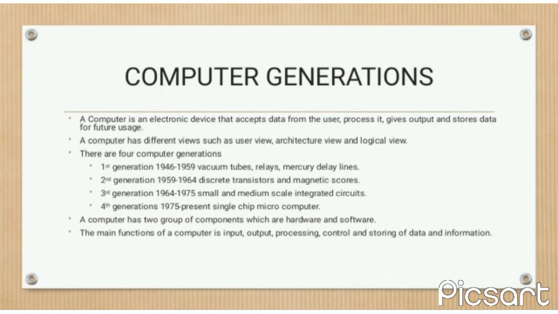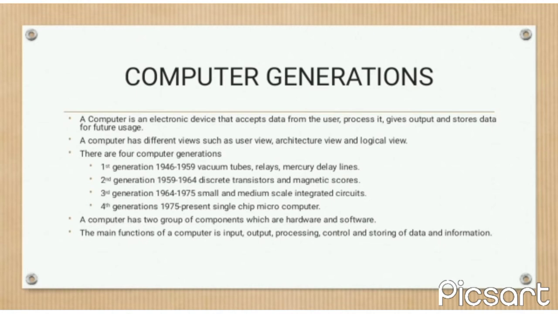A computer has 2 groups of components, which are hardware and software. Hardware are physical parts of the computer. They include keyboards, monitor, printers. But software is the collection of computer data and instructions necessary for computer hardware to function. Software are the ones which instruct or tell hardware how to do. Without software, computers will be useless.